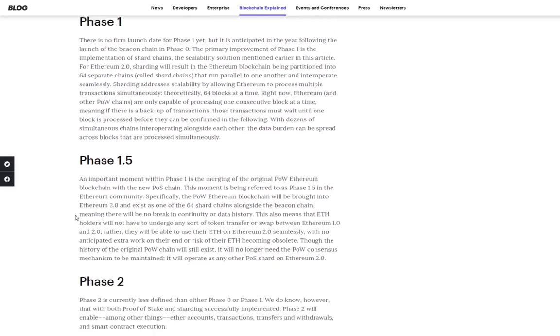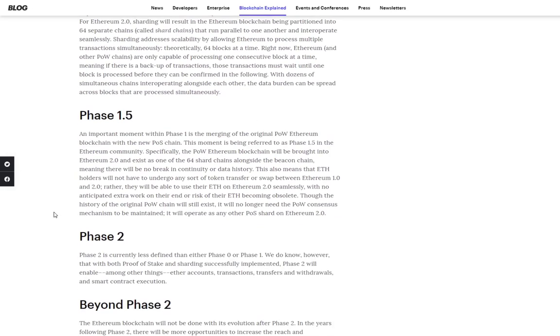And then we move down to phase 1.5. This is an important moment within phase 1: a merging of the original PoW Ethereum blockchain with the new PoS chain. The moment is being referred to as 1.5 in the Ethereum community. Specifically, the PoW Ethereum blockchain will be brought into Ethereum 2.0 and exist as one of the 64 shard chains alongside the beacon chain, meaning there will be no break in continuity or data history.